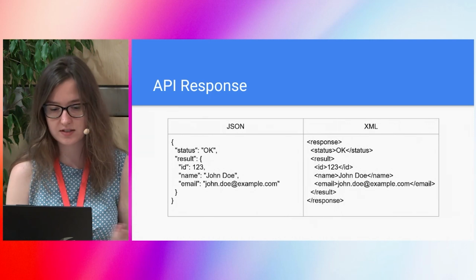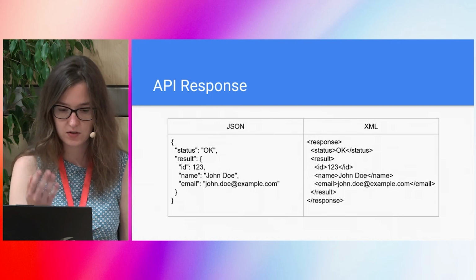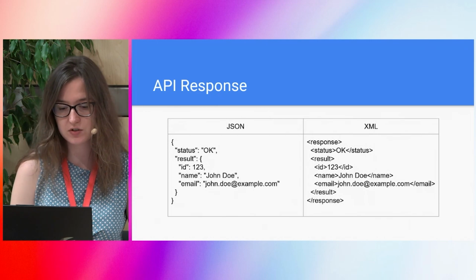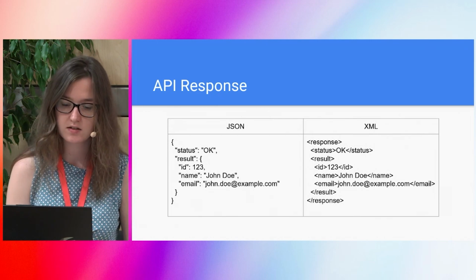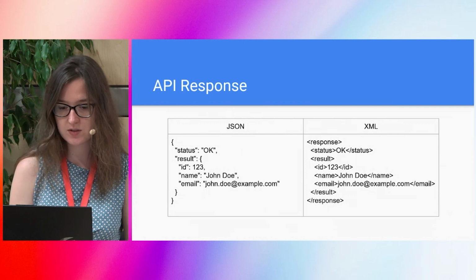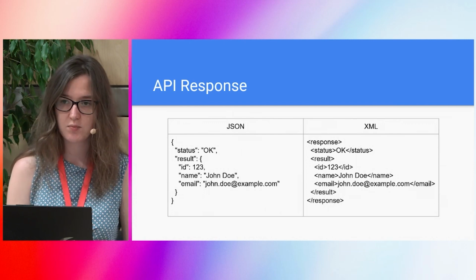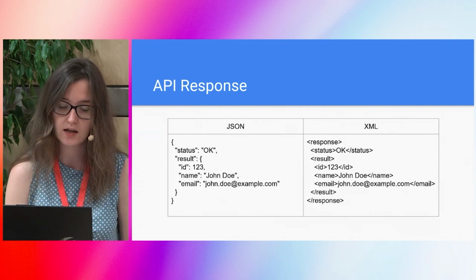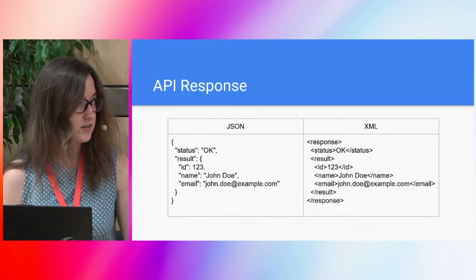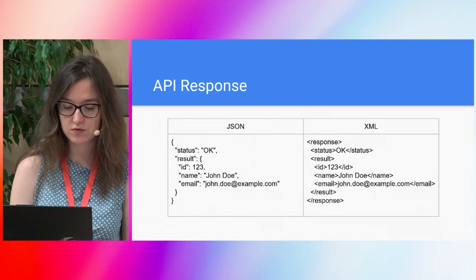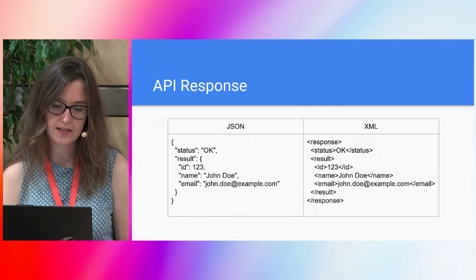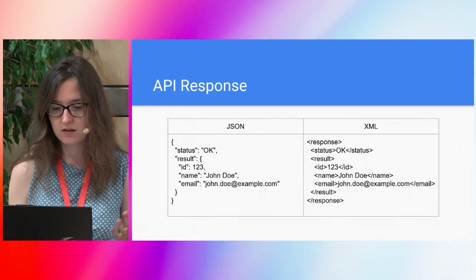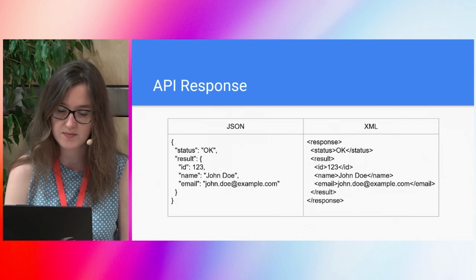So you have status, that is okay. You have result of this user. It has ID, name, and email. And in XML, it's the same information, but you see that there are opening and closing tags. So there is much more text in an XML response than in a JSON response. Usually, API providers return information to you in JSON, and we will see how it looks in reality. But just for you to know, these are different ways the API may return information for you. There could be many, many more ways, but these are two that you see most often in the wild.